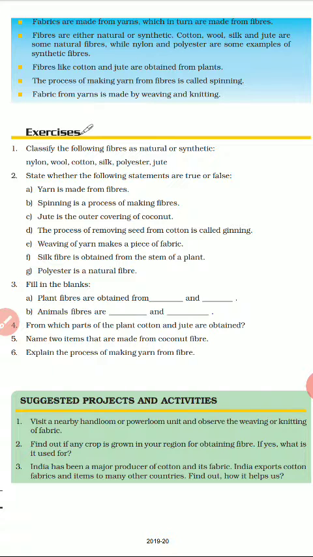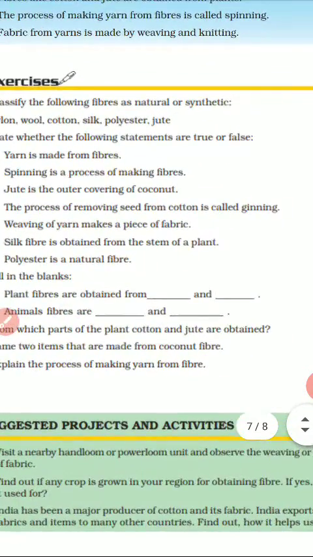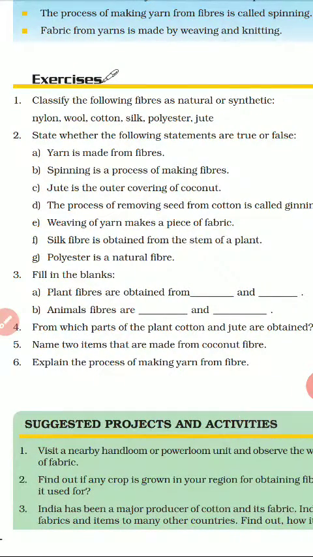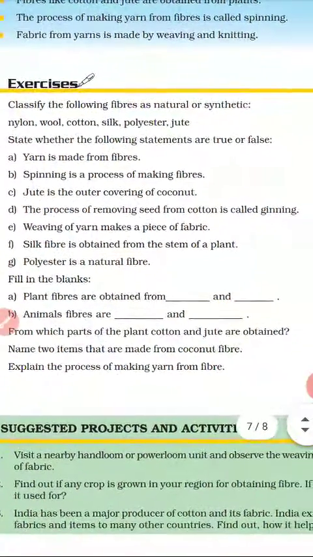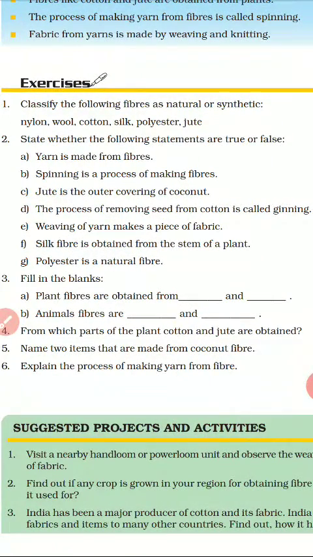State whether the following statements are true or false. Number 1. The yarn is made from the fibers. True. Yarn means thread, made from the fibers. Spinning is a process of making fibers. No. Ginning is a process of making the fibers, and spinning is a process to make the yarn from the fibers. Jute is the outer covering of coconut. False. Jute is a plant, and the stem of the plant is used to take out the fibers.